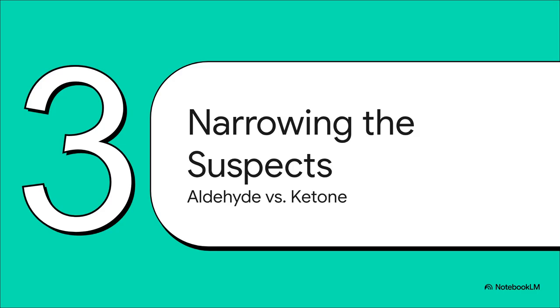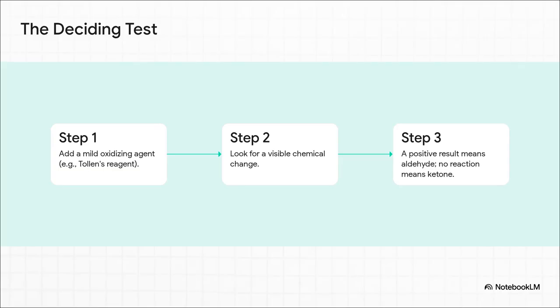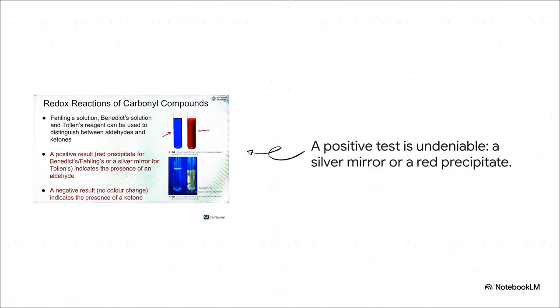and a ketone. The procedure here is just beautiful in its simplicity. We're going to use a mild oxidizing agent, one that's just strong enough to react with a fragile aldehyde, but way too weak to bother a tough ketone. If we see a reaction, we've found our culprit. If nothing happens, well, we know it has to be the other suspect. You guys, this is the aha moment.